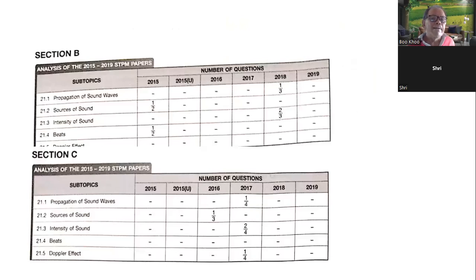Okay, let's go to B and C. Right, anything that we can see from here? B and C, not every year will come out. Anything popular? Nothing popular. Most topics can come out. Okay, not every year.